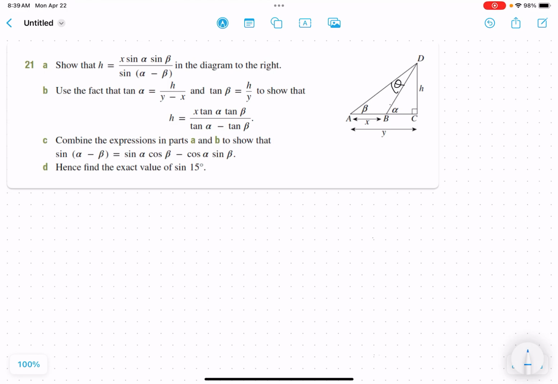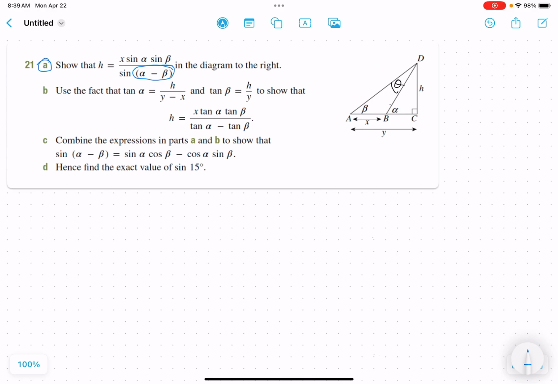All right, so there's a couple of things to notice in this question. We're just doing 21A here. First of all, we're concentrating on using things like the sine rule, the cosine rule, and trig in general. Here I've got an angle of alpha minus beta.